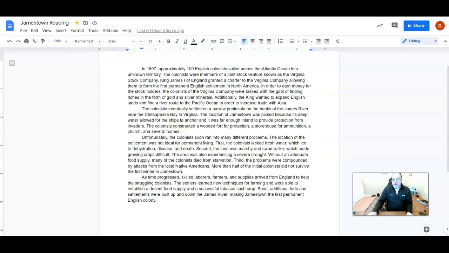The colonists were members of a joint stock venture known as the Virginia Company. King James I of England granted a charter to the Virginia Company, allowing them to form the first permanent English settlement in North America. In order to earn money for stockholders, the colonists of the Virginia Company were tasked with the goal of finding riches in the form of gold and silver minerals. Additionally, the king wanted to expand English lands and find a river route to the Pacific Ocean in order to increase trade with Asia. I think we've got a couple more in here.